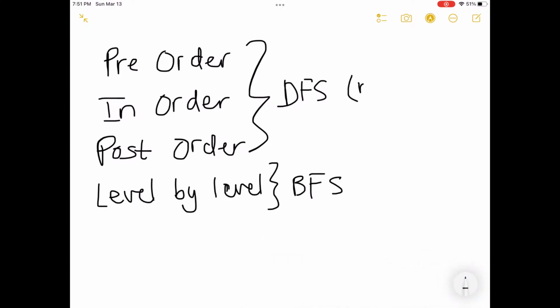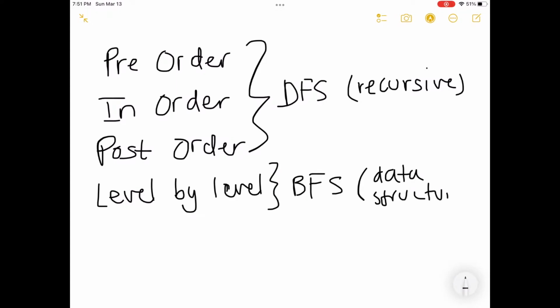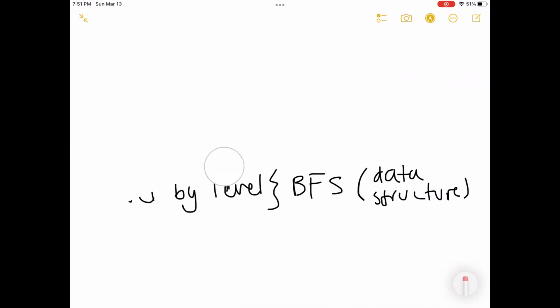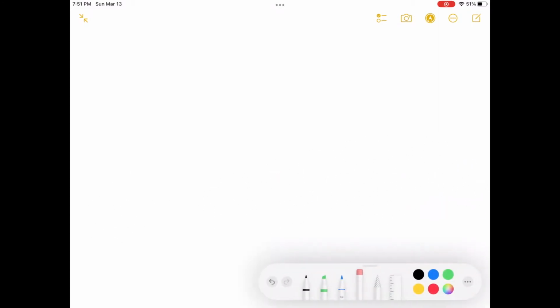These DFS algorithms are usually done through recursion, even though you can do them iteratively, but it makes logical sense to do it recursively, and we'll see why it makes sense like that. And this BFS is usually done with a data structure, and I'll talk about that as well when we talk about level by level traversal. Okay, so let's get started with the DFSs first, because there's 3 of them, and they're all very similar.